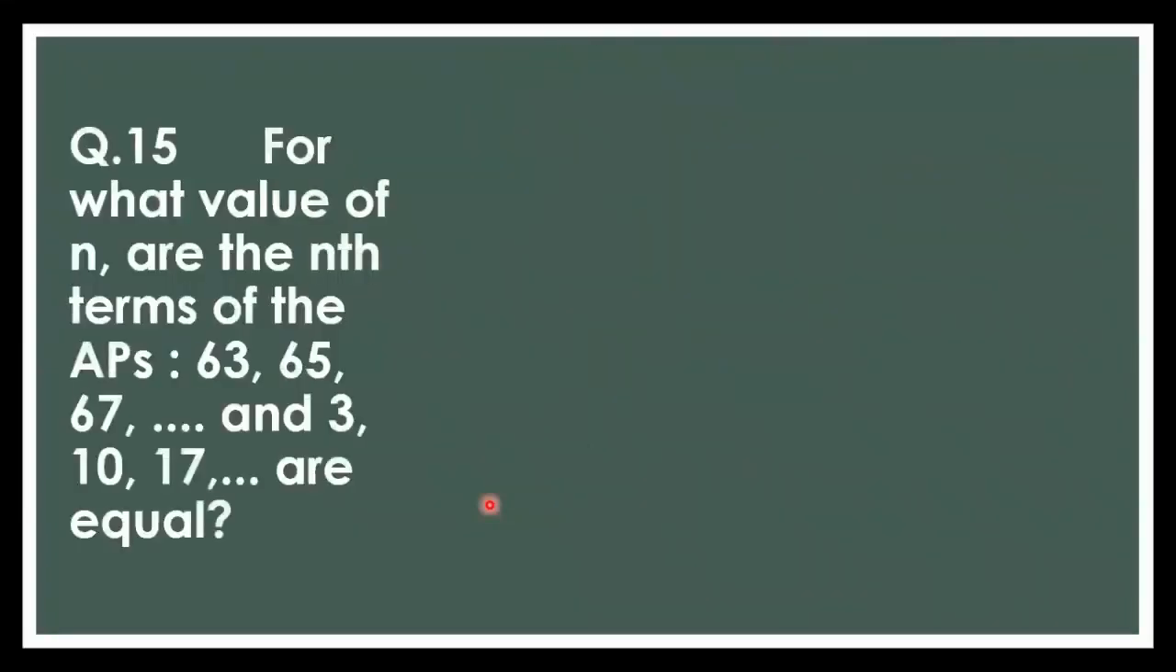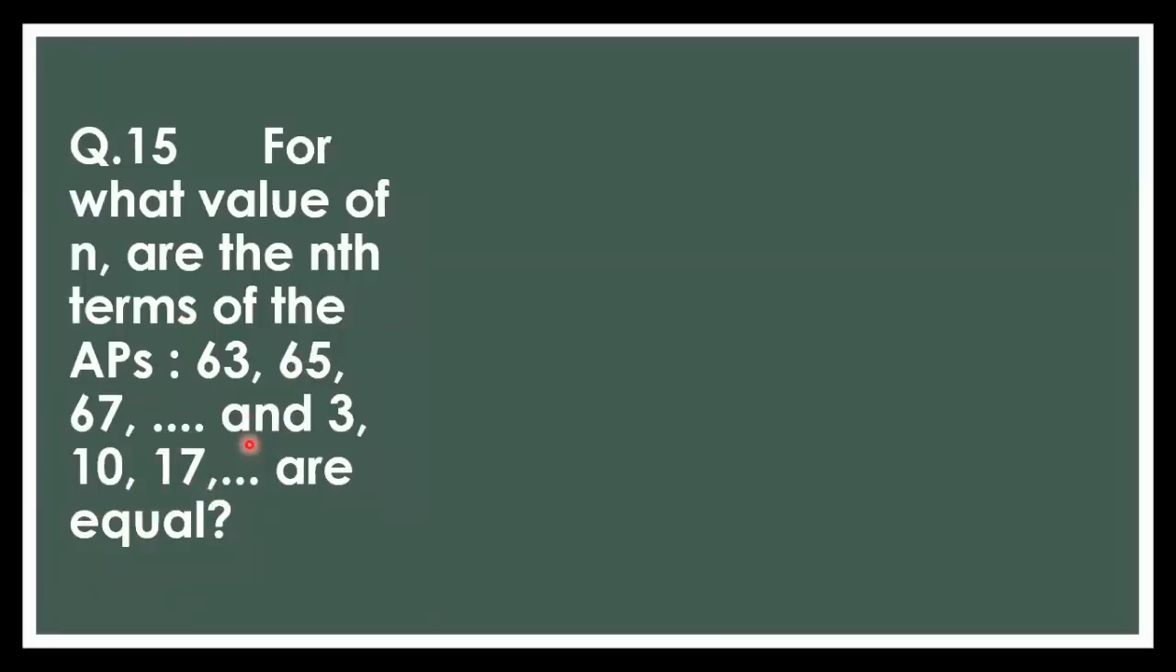For what value of n are the nth terms of the APs 63, 65, 67 and 3, 10, 17 equal? Here there are two series. That is 63, 65, 67, one series, and 3, 10, 17, this is another series. So they are telling both are equal. Am I clear, children?